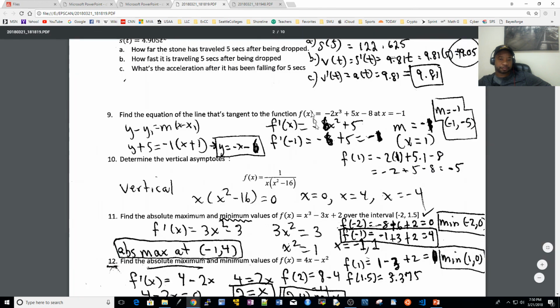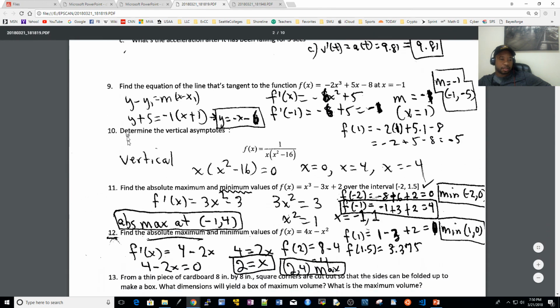Determine the vertical asymptotes. Well, the vertical asymptotes will only occur when the denominator is 0. So you take the denominator, set it to 0, solve for all the x's. So it's at x is 0, x is 4, and x is negative 4.